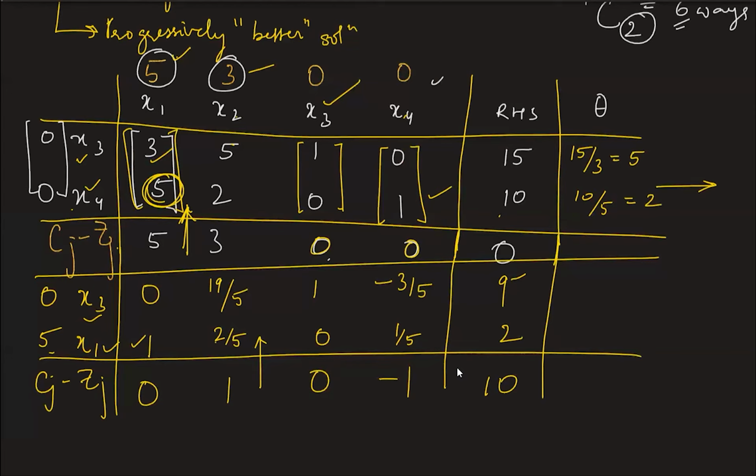Now you have to decide which variable leaves. Ideally, since we are solving for x2 and x1, x3 should be the one to leave. But we'll see. So out of this, which one will leave is something we have to decide. So 9 divided by 19 by 5, that would be 9 into 5 by 19, that is 45 by 19. Similarly, this would be 2 divided by 2 by 5, that would be 5. So clearly this will leave because 19, this is 2 point something and this is 5. So the minimum value leaves. And so this becomes the pivot element.